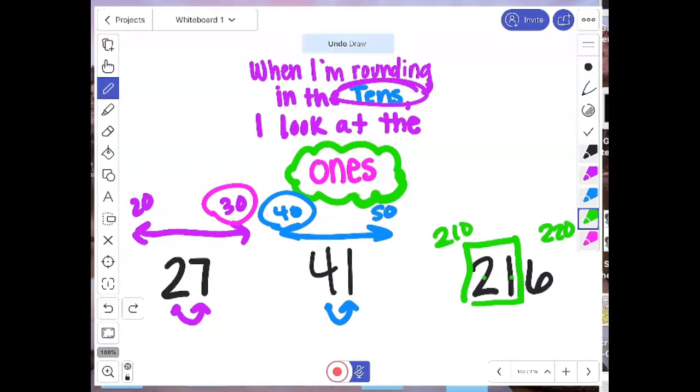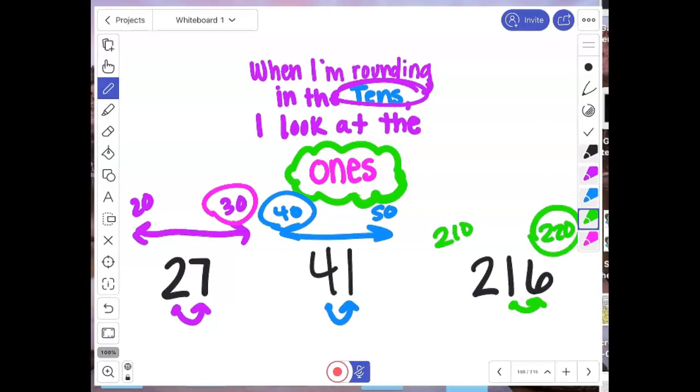Okay? So I find the place. I look. I find the place. I look next door. The 6 tells me I'm rounding it up. So that's going to round up to 220.